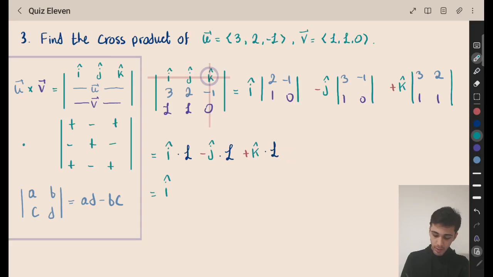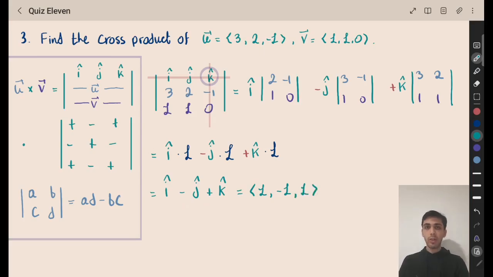You get i minus j plus k. Now, these are coordinate vectors. These are direction vectors. So this is another representation of going one step in the direction of i, going a minus one step in the direction of j, and one step in the direction of k. These are direction vectors, you could say.